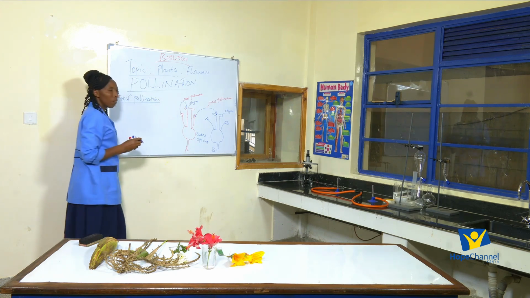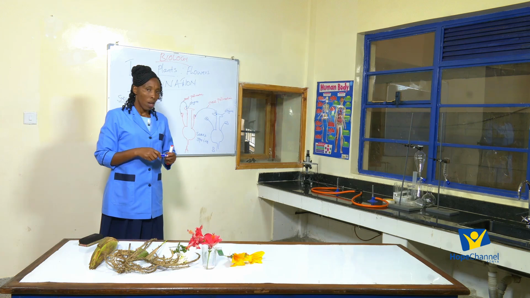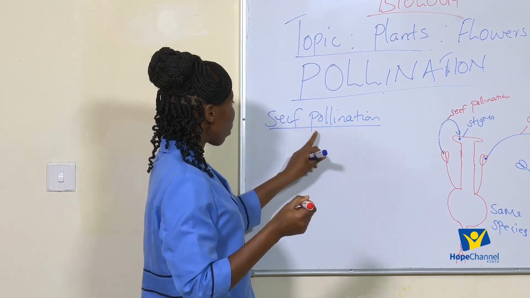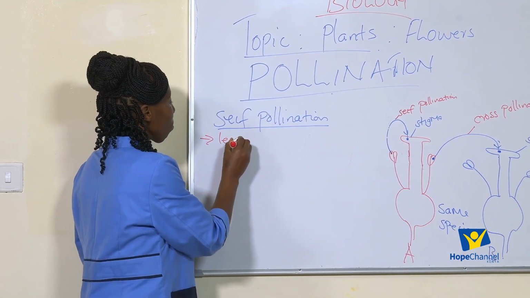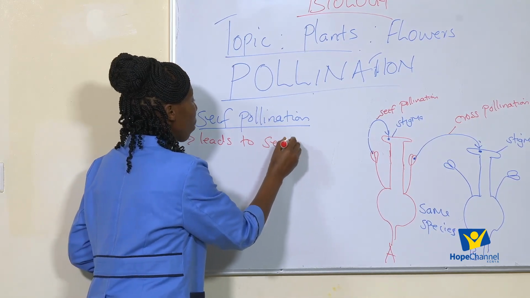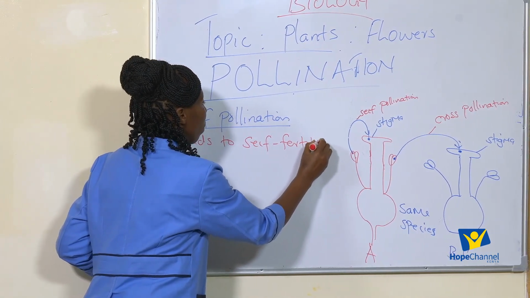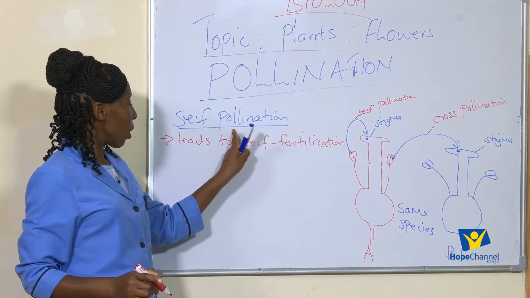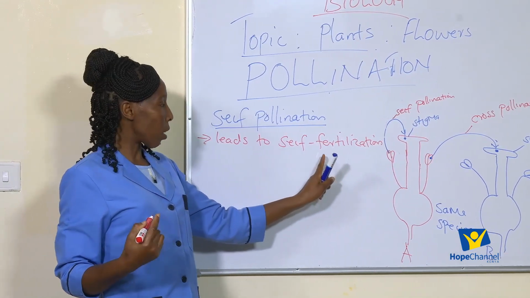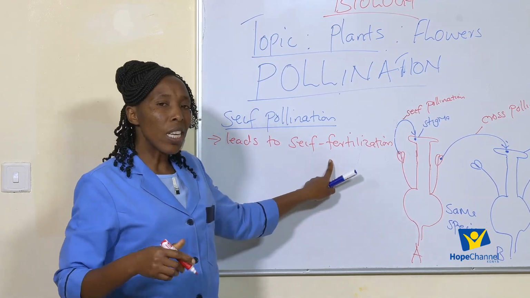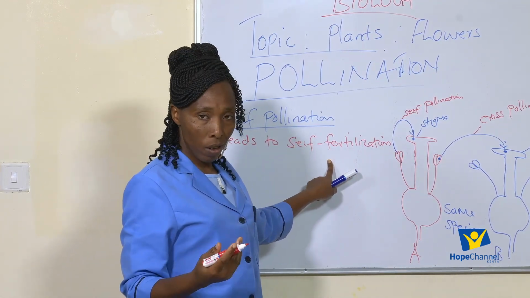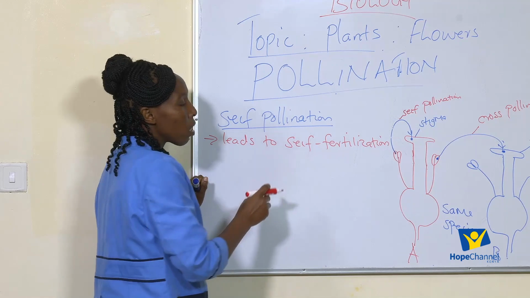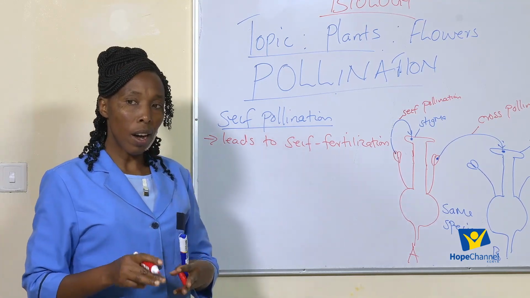Now, is there any advantage of self-pollination? Having in mind that self-pollination leads to self-fertilization. Okay? Student, remember, self-pollination leads to self-fertilization. So we ask ourselves, is self-pollination advantageous or disadvantageous? But when you try to check, you realize that self-pollination is more disadvantageous than advantageous.